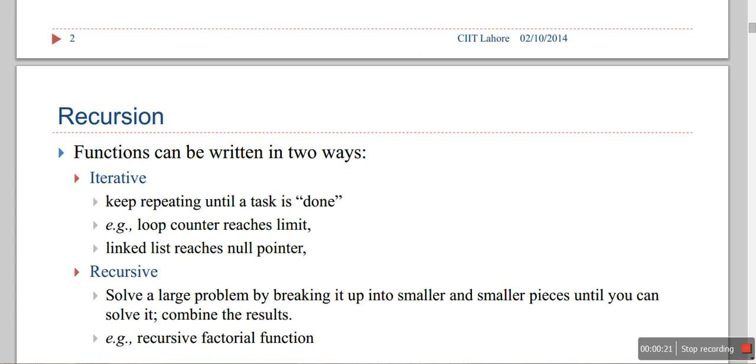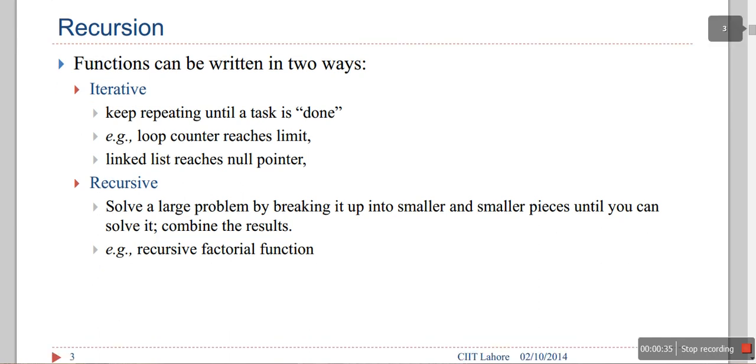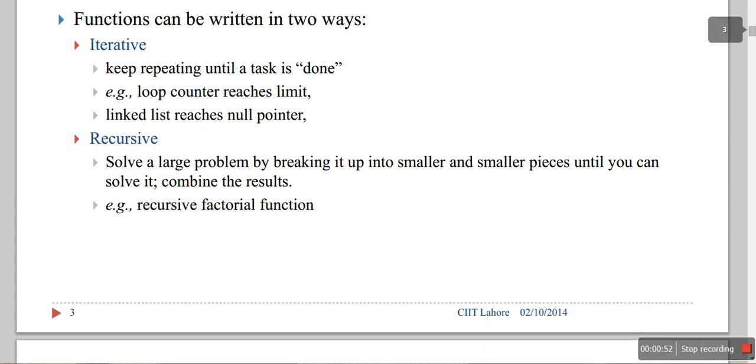Functions can be written in two ways: iterative, which keeps repeating. In these functions, we use loops and counters until the loop reaches a limit, or for a linked list, until it reaches a null pointer. The other way is recursive, where function calls take place instead of loops. Solve a large problem by breaking it up into smaller and smaller pieces until you can solve it. Combine the results. An example is the recursive factorial function.